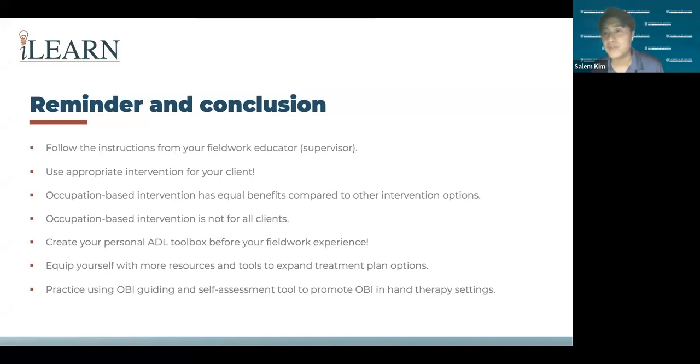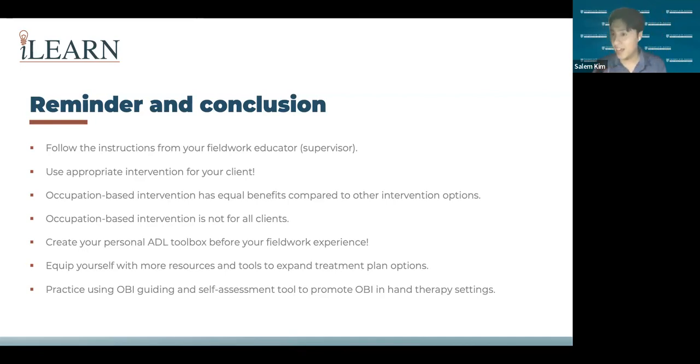Second point, use appropriate interventions for each client. Occupation-based intervention cannot be used for every client. Let's say a client has a tendon injury from cutting themselves while cooking, and just received surgery. Then you cannot do any occupation-based intervention with that client, because they will most likely be under a modified Duran protocol, which starts with passive range of motion exercises and progresses to active range of motion exercises only. So make sure you know your precautions and contraindications. If you're not sure, definitely reach out to your fieldwork educators to check whether what you prepared for your treatment plan is okay to do.